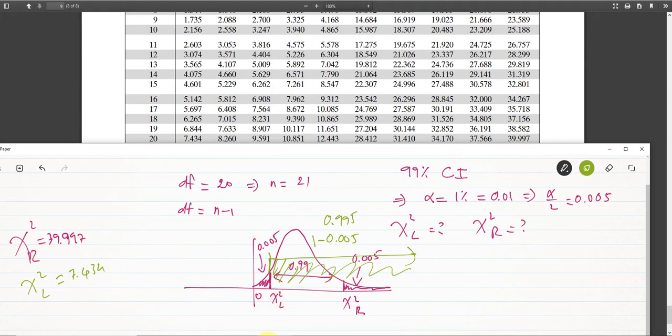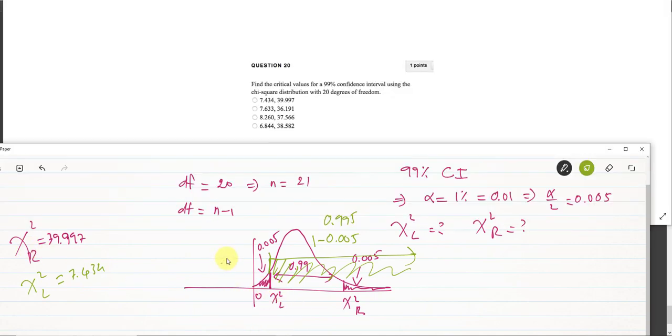And let's go back to the figure here. Which one is our answer? The left chi-square 7.434 and the right chi-square 39.997. So the first choice is your answer.